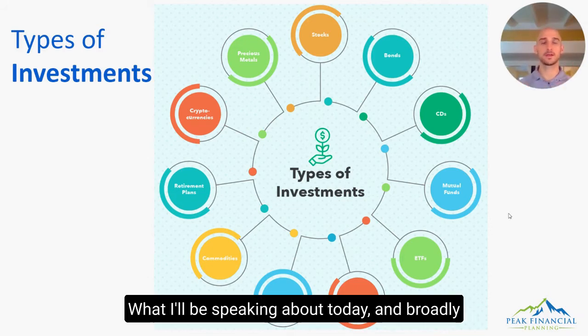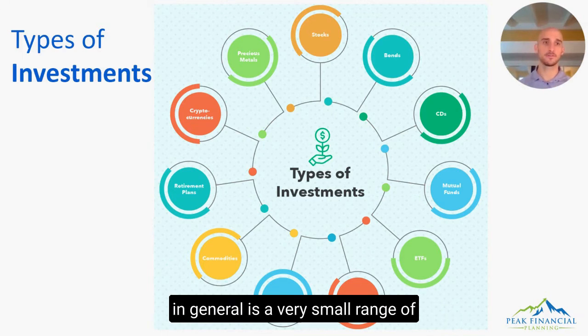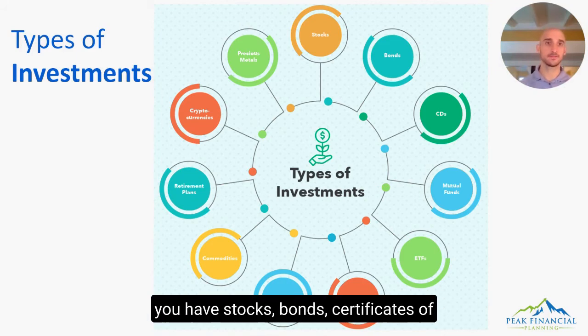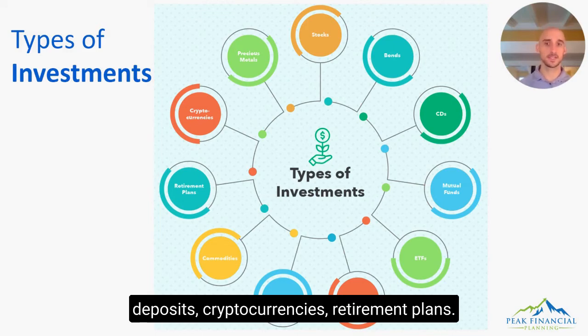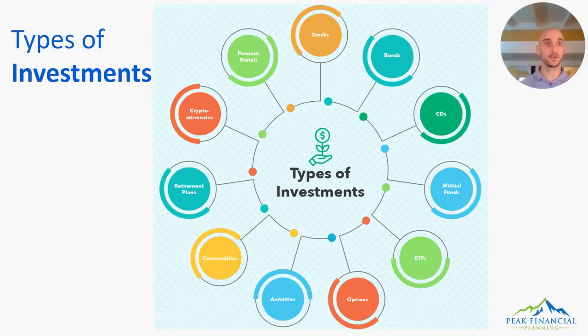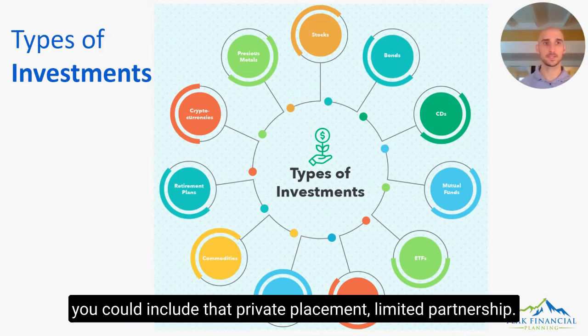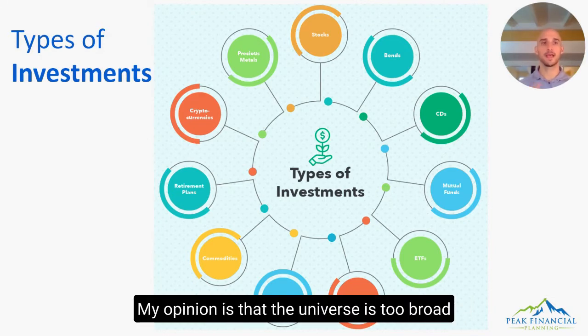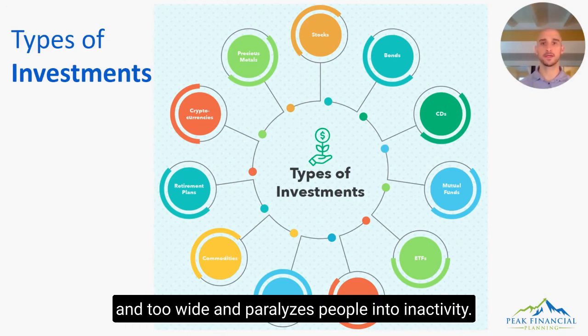What I'll be speaking about today and broadly in general is a very small range of a whole wide universe of types of investments. On this slide, you can see you have stocks, bonds, certificates of deposits, cryptocurrencies, retirement plans. There's a whole bunch of stuff on here. Real estate's not included on here, but you could include that. Private placements, limited partnerships. So there's a huge wide universe of investments.